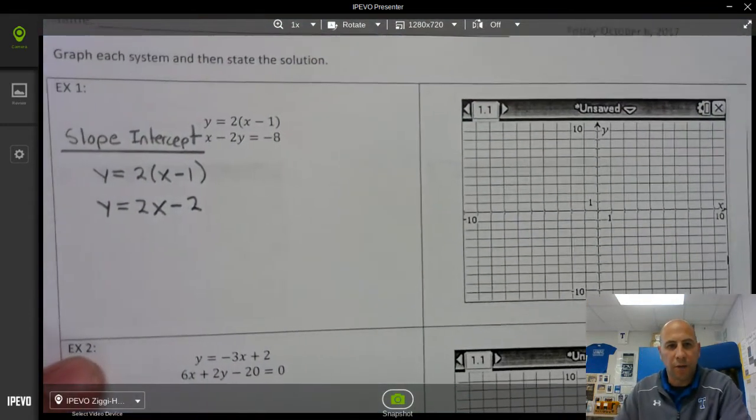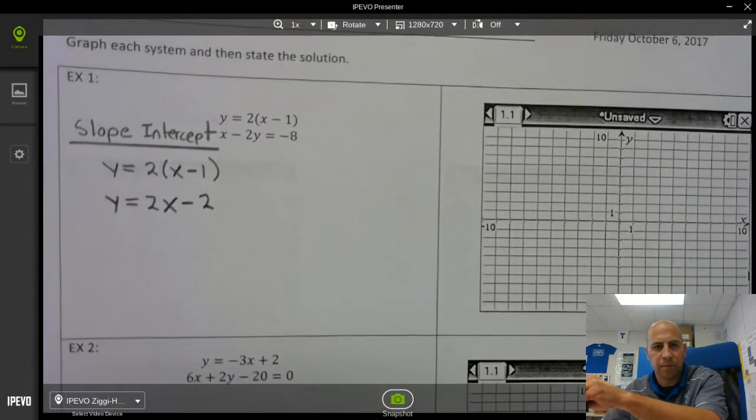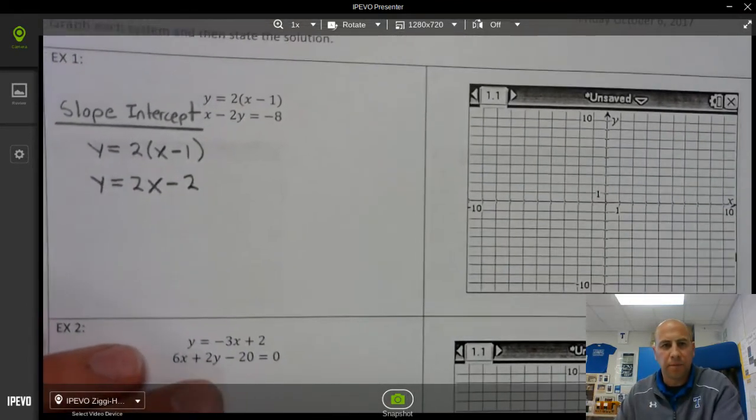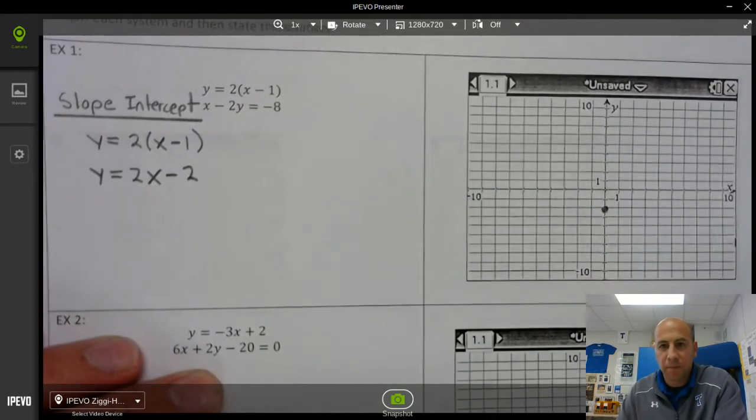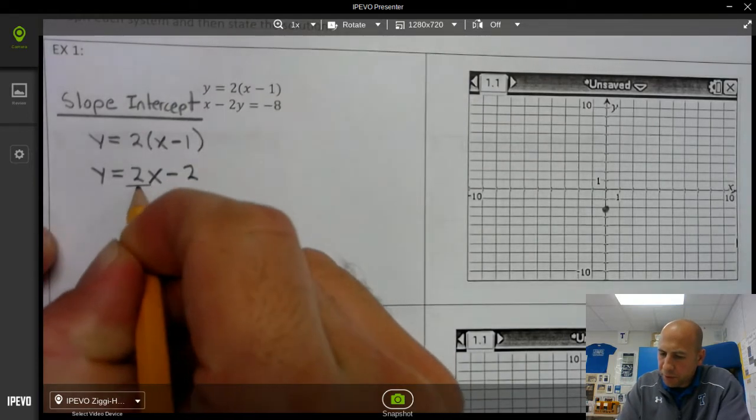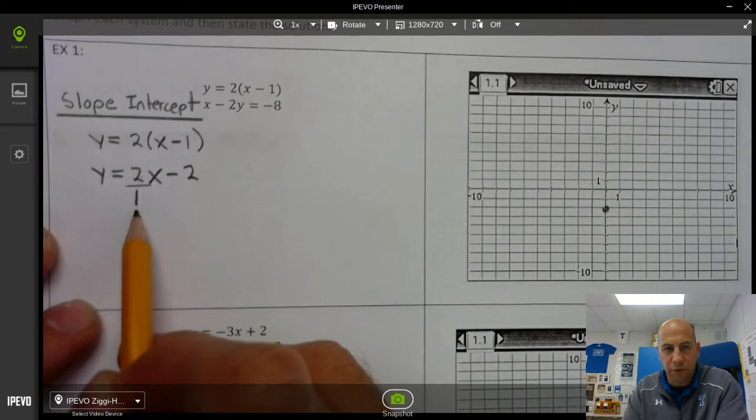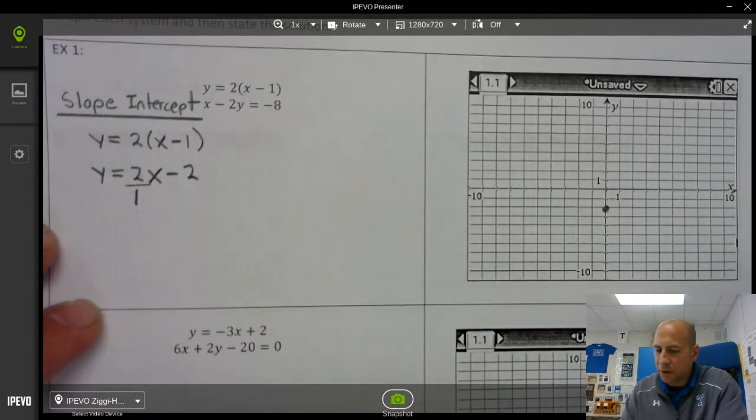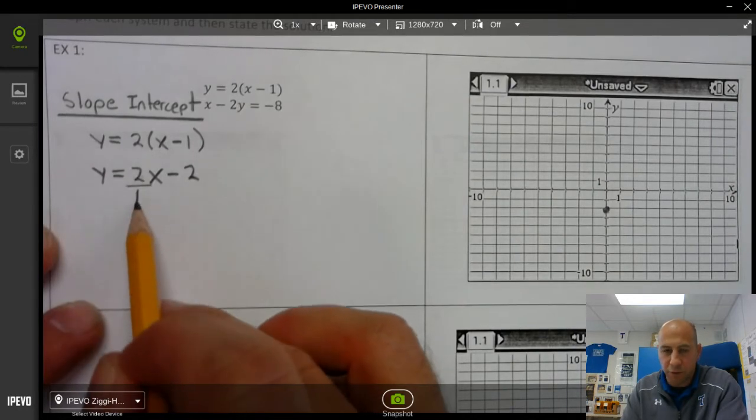Okay, so now we can graph it. So we start at negative 2. And slope is 2 over 1, so we're going to make this a fraction. So 2 divided by 1. So it rises 2, goes to the right 1. And we can do that because 2 divided by 1 is still 2, but we put the divided by 1 so we have the rise over run.